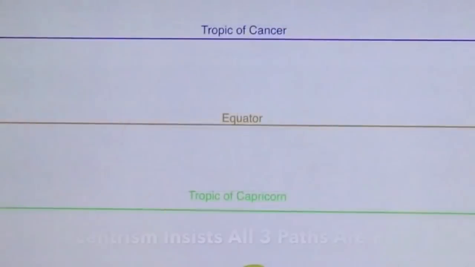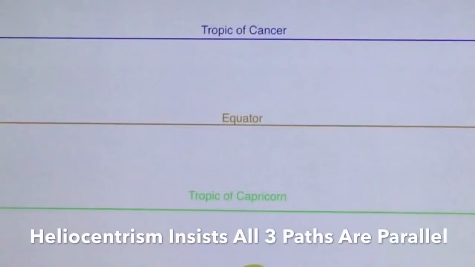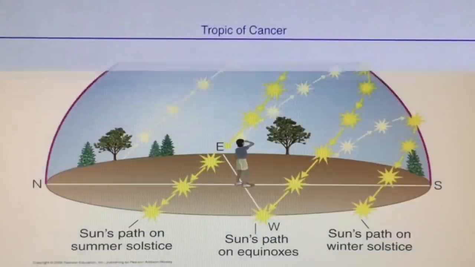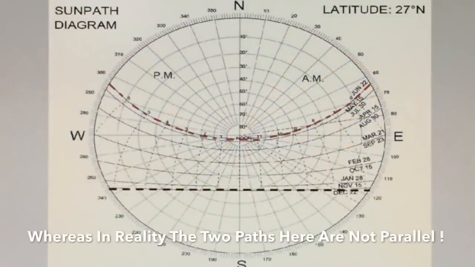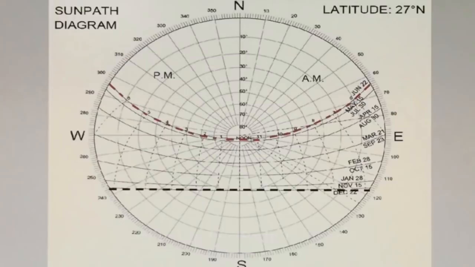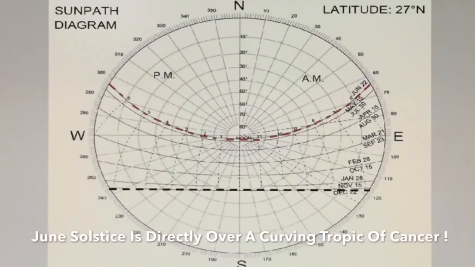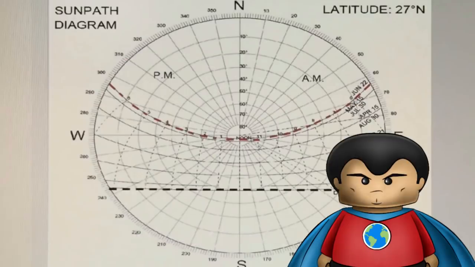And heliocentrism absolutely insists upon this as well. The sun is supposed to follow these paths perfectly near the 2 solstices and 2 equinoxes over the tropics and equator respectively. Yet in reality, these paths can be shown to be neither straight or parallel. This diagram predicts exactly what we should see if the Earth was a globe.